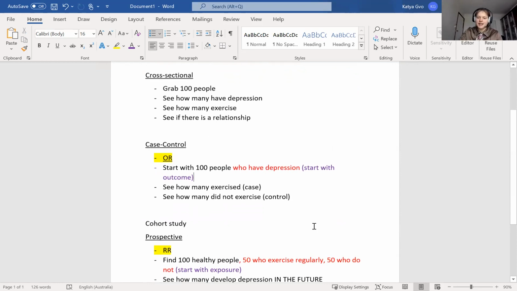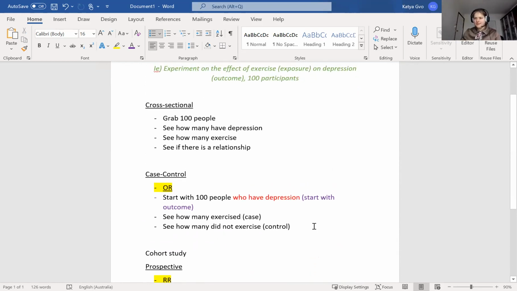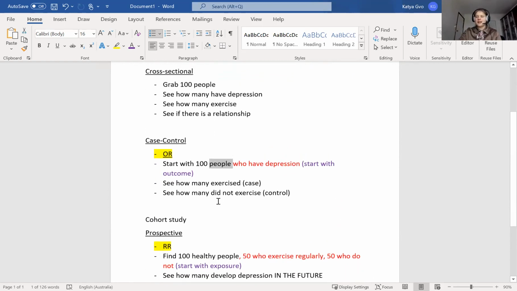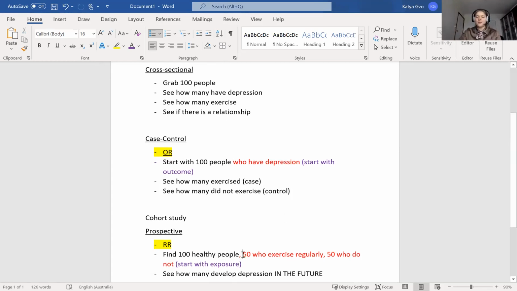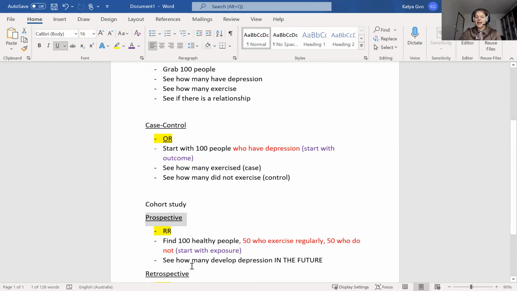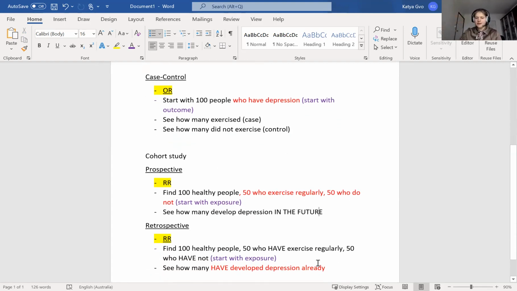With a cohort study, I start with the exposure. So instead of finding 100 people who have depression, I just find 100 healthy people, specifically 50 who are about to exercise or who exercise regularly, and 50 who do not. That's my exposure. For a prospective study, I see how many develop depression in the future, because prospective is all about following them exercising, taking mental health samples, and seeing how many develop depression in the future. In a retrospective, same sort of thing.